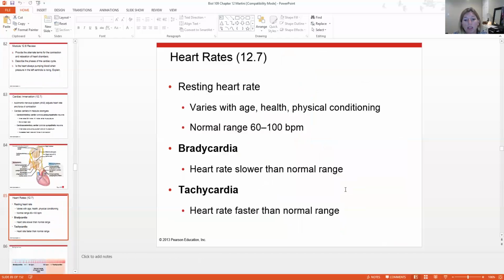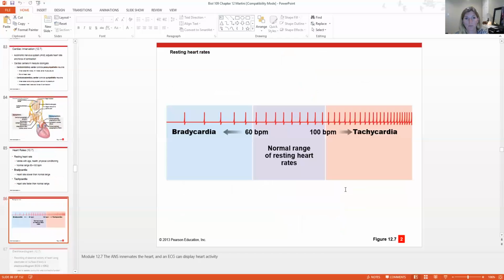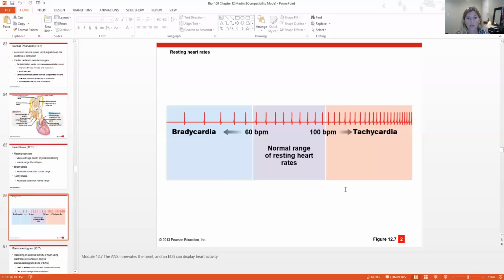Resting heart rate varies with age and physical conditioning, typically between 60 and 100 beats per minute. Condition called bradycardia would be when you have a heart rate that's lower than your normal range. It might be normal for someone else, but low for that person. Tachycardia is faster than normal range. Here you see the general range of resting, tachy, and bradycardia.